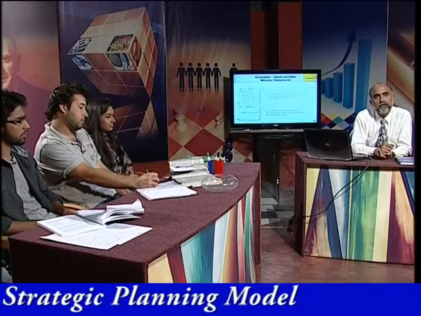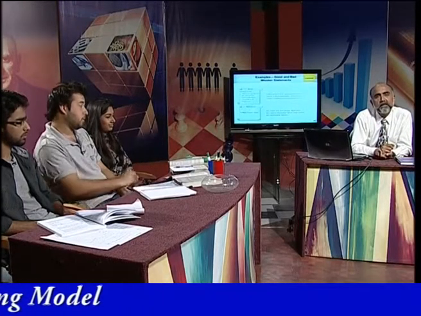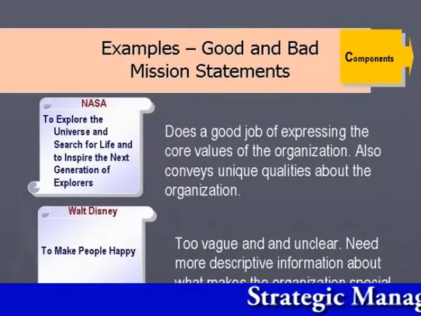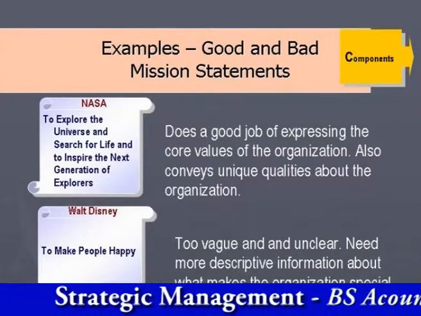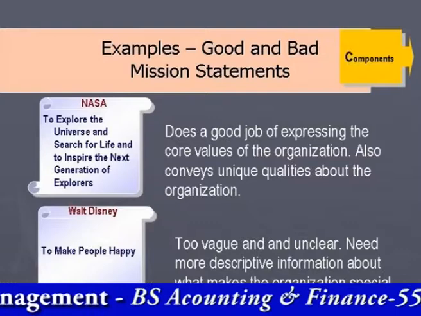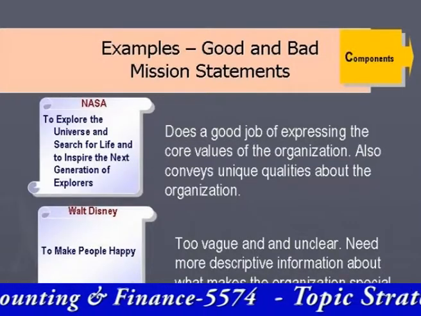That's why this particular thing is too vague. Now, even the first one, organization-wise, I said if I don't show you the name and I just read the mission statement, you have a pretty good idea whom I'm talking about. But the next one is too vague, it's unclear, and needs more descriptive information about what makes the organization special. So these are your good examples of good and bad missions.